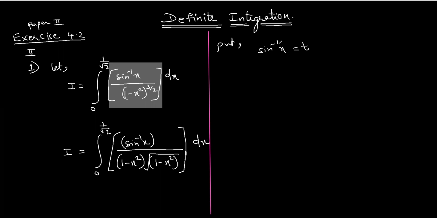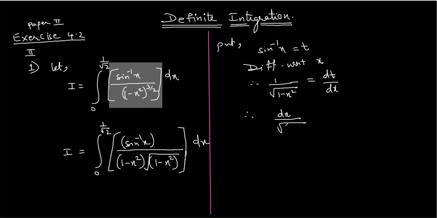And as you all know, if we are substituting something as t, the next step is to differentiate. So differentiating with respect to x, I will get the derivative of sine inverse x, which is 1 upon square root of 1 minus x square, equals d by dx of t. So that is dt by dx, and this dx I multiply here. So I get dx upon square root of 1 minus x square equals dt.